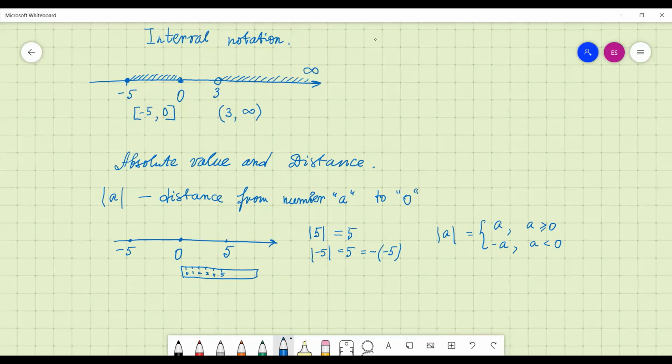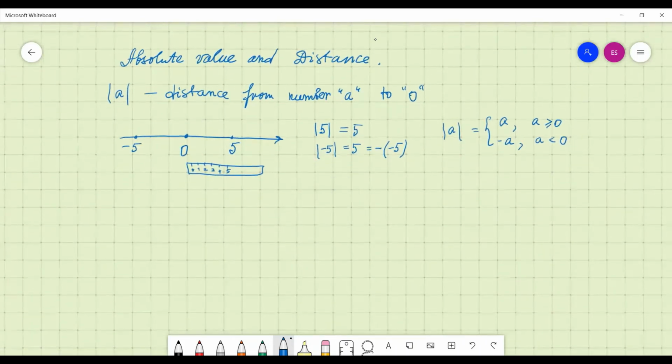Okay, properties of absolute value. Well, there are not too many properties. Actually, there is a property of multiplication and the triangle property. So first property, multiplication. If you have numbers A multiplied by B, you can actually separately take absolute value of A and absolute value of B and multiply them. So it's kind of a distributive property.